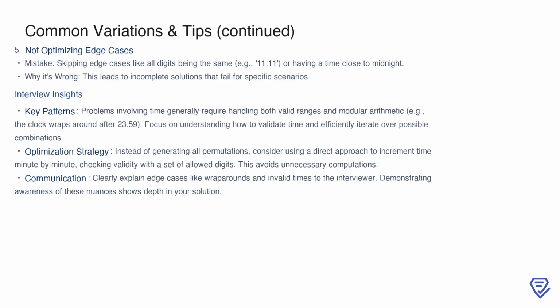Now, let's consider some insights for interview scenarios. Problems involving time typically require a strong grasp of valid ranges in modular arithmetic, since time wraps around after 23:59. Focus on understanding how to validate time and iterate efficiently over possible combinations. A great optimization strategy is to increment time minute by minute while keeping the digits constrained to a predefined set of allowed values. This avoids the overhead of generating all permutations. Additionally, in an interview, it's crucial to clearly explain edge cases like wraparounds and invalid times. This demonstrates not just technical ability, but also a thoughtful and comprehensive approach to your solution.